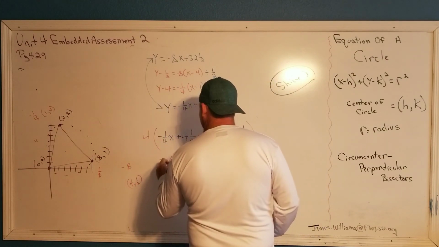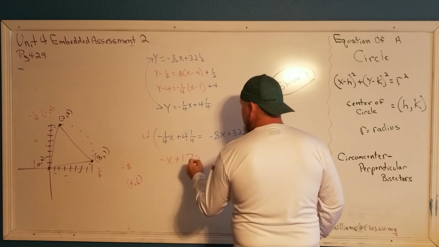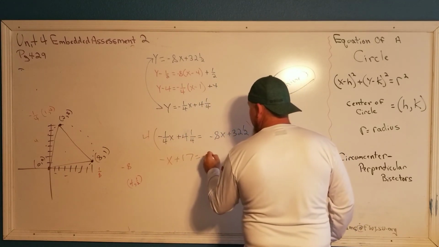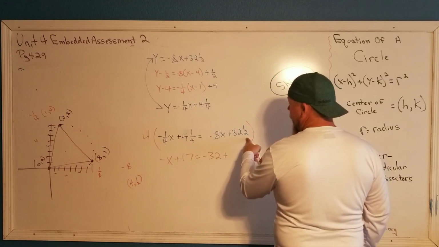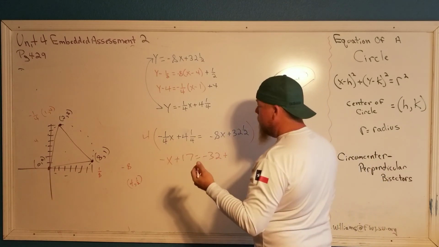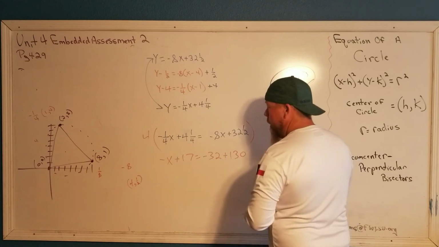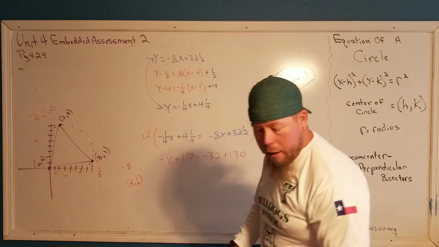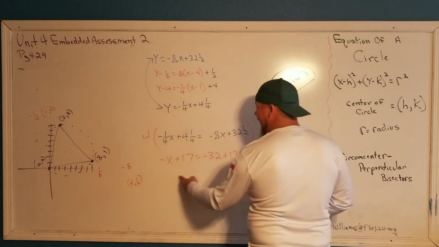I'm going to get negative x plus, when I multiply this by 4, I'm going to get 17 equals 4 times negative 8x is negative 32x plus 4 times all this. 4 times a half is going to be 2. 4 times 32 is 128, so this is going to be 130. Okay, and then we'll keep changing colors so you can see the next line. Hopefully this doesn't blend in too much. We're going to add 32x.